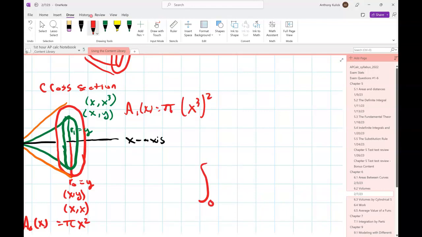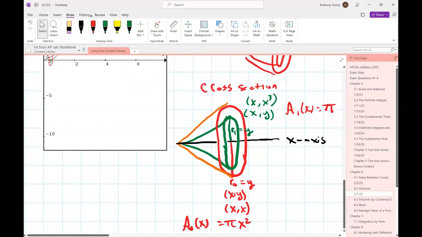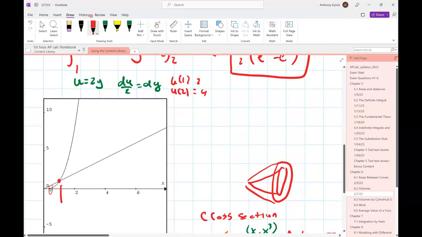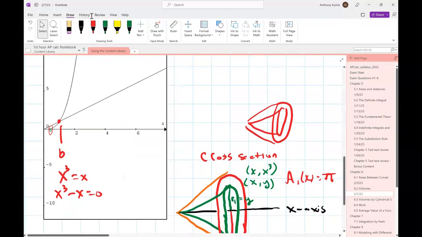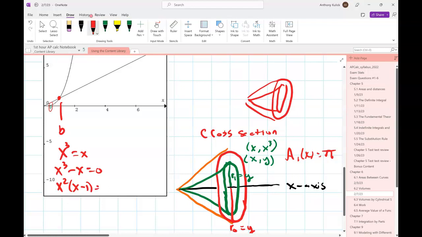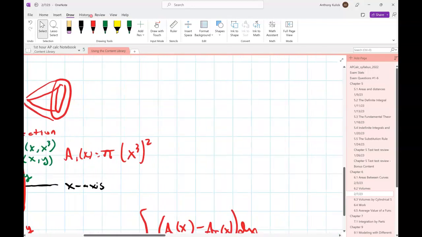So we'll start setting up our integral. We're going from 0, and it's going to be the area of my outer minus the area of my inner, dx. What is going to be the upper bound for my integral, my b value? Is that where those two things intersect? Well, at 0 and 1. Everybody's cool with how I got that?